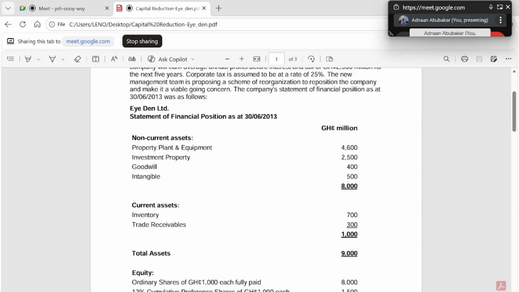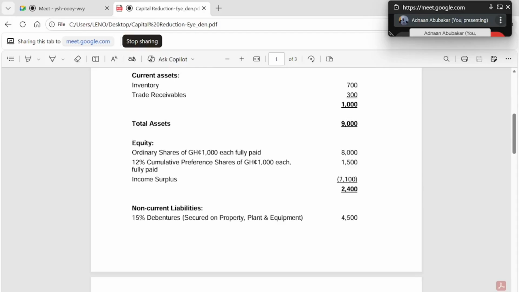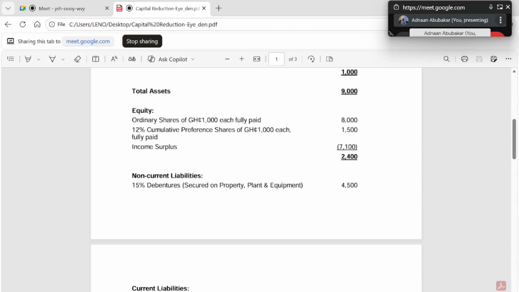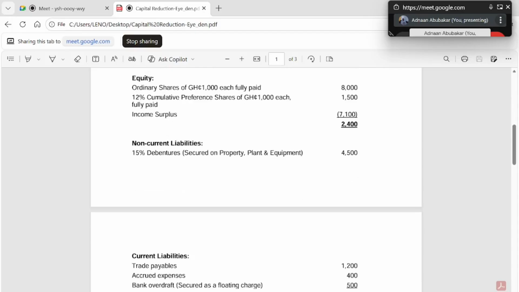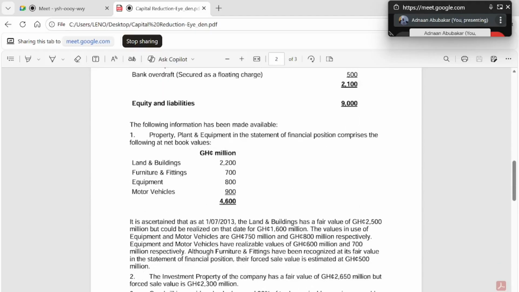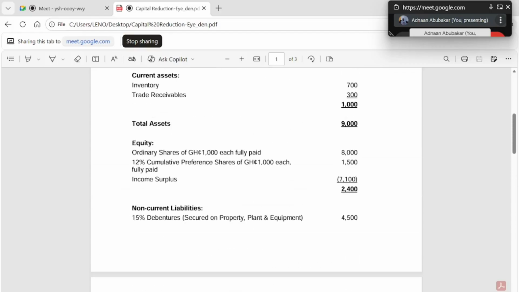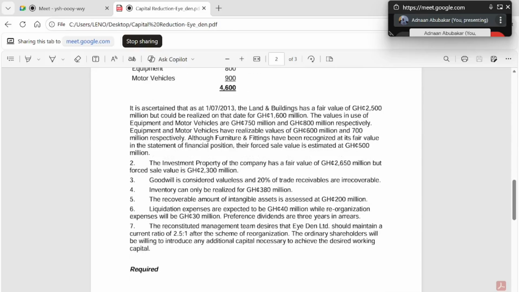Now you come to the statement of financial position, and you will see all of them there. You have property, investment, goodwill, intangible assets. You have current assets. You have equity. You also have non-current assets and so on and so forth. Then you come to the additional information.